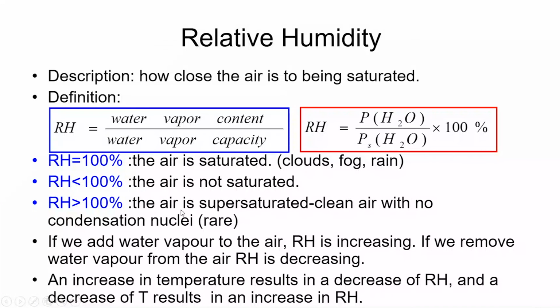This is a rare phenomenon because for condensation a few nuclei are required; only then does condensation take place. Sometimes at very high altitudes, like in the stratosphere, where the pressure is low but the air is very clean, more than 100% saturation can happen because there are no nuclei or dust particles available for precipitation.